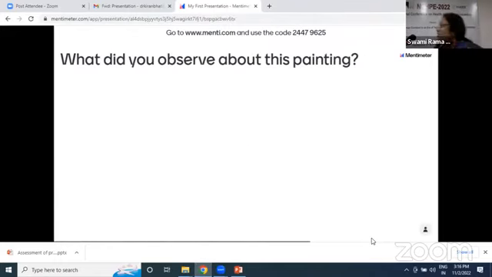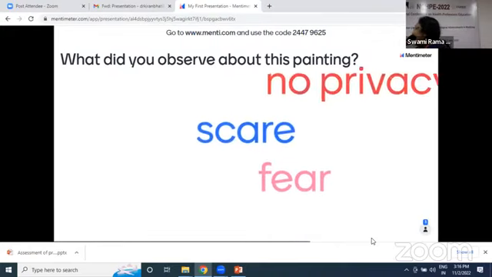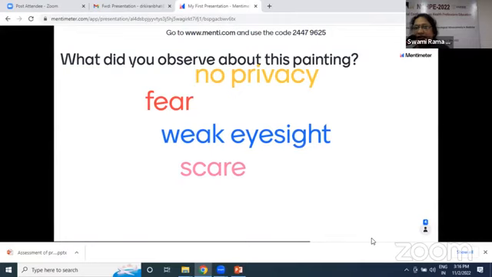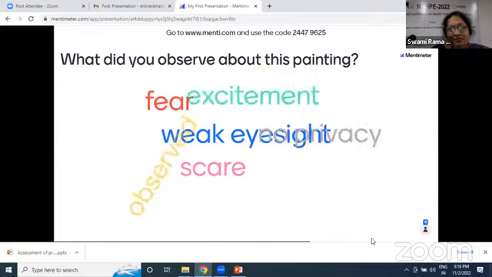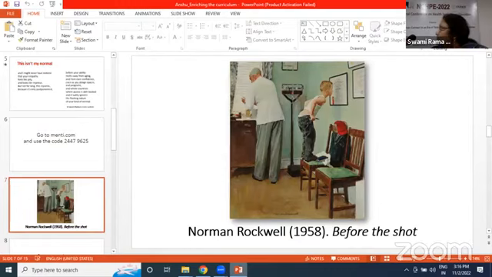Okay, what did you observe about Before the Shot, the painting? You can write, and use your smartphones and write. No privacy. I'll have to remove this and I'll show you the painting once more. This one? Okay.